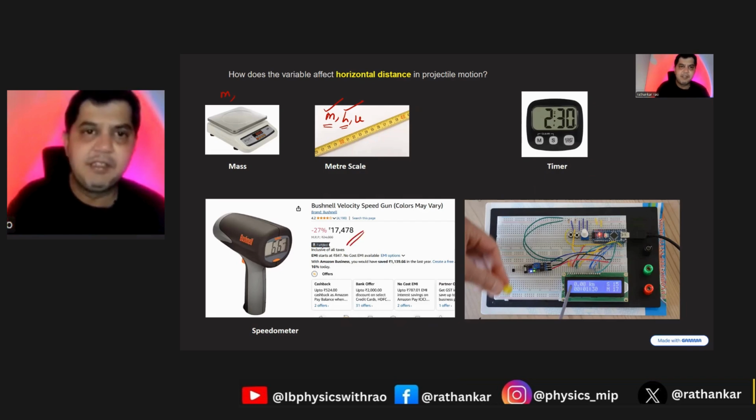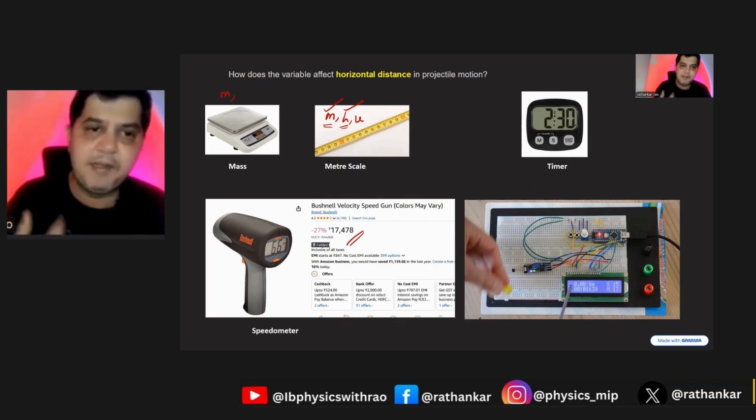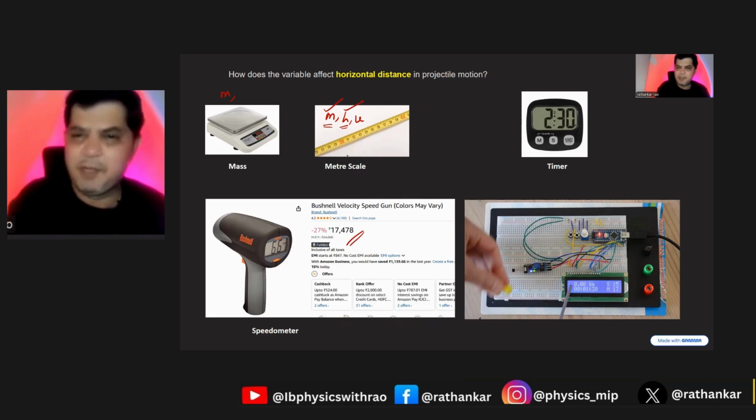Who will buy this one? Or maybe if you have a Vernier or Lager Pro or so on, then there could be a sensor where you can use it, but you have to use it very carefully. So it is still a complicated one. That's why I told you I did not prefer this one.